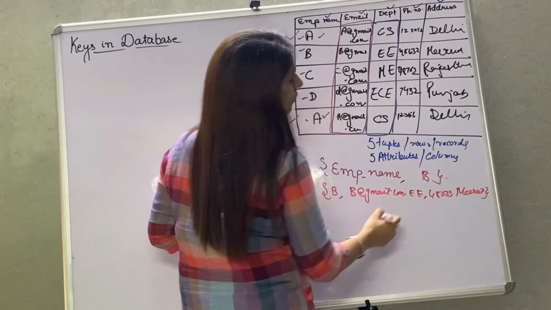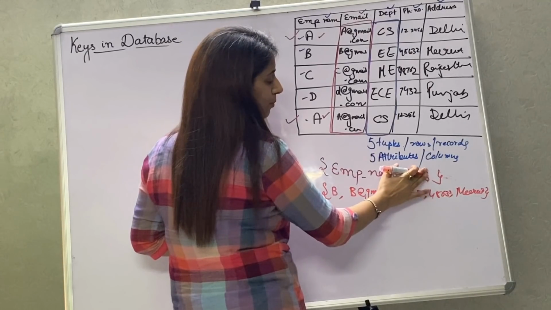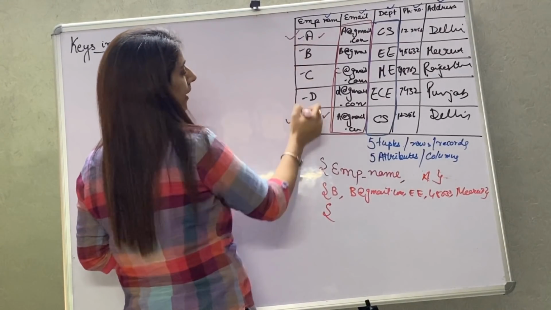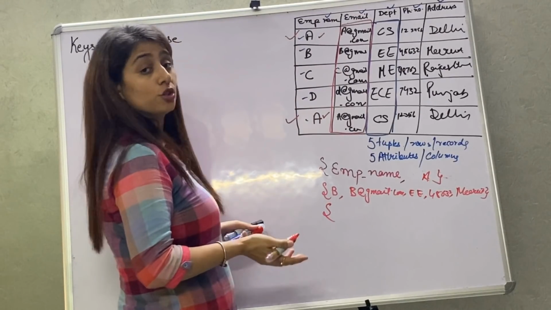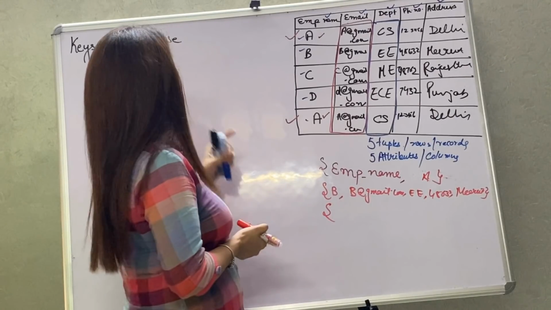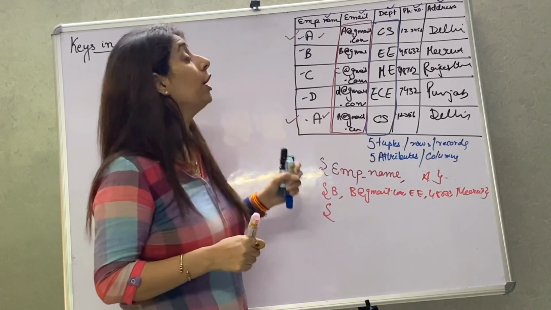Okay, if you say for A, suppose now you are saying for A, then what will it do? It will give you both the entries here. Fine, so that is useless for you. So I am again telling you, to overcome this, we will use the keys that will make it unique.